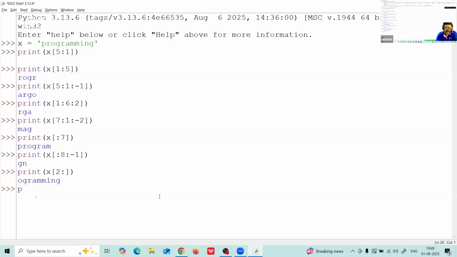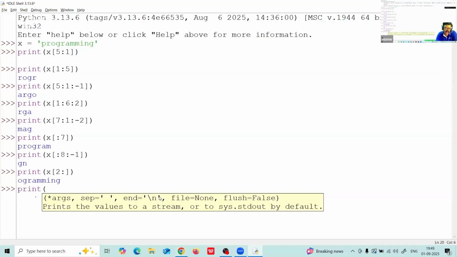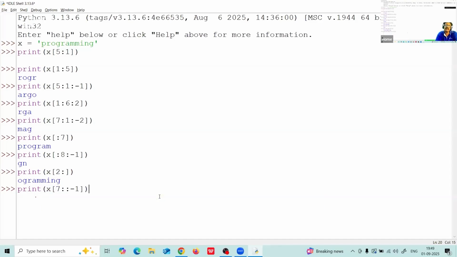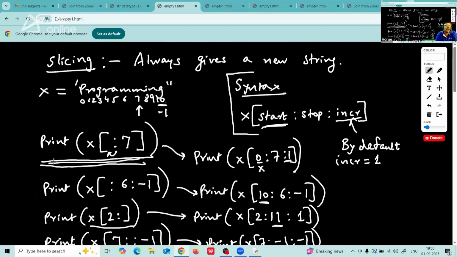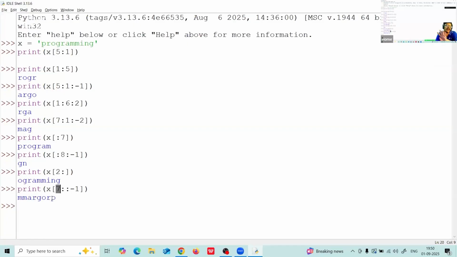Suppose I say print x 7 colon colon minus 1. Then this has started from the seventh index, and the seventh index, if you note, is exactly M. And it has gone till the beginning, so it has gone up to P in reverse order. What do you say? Isn't it so simple?